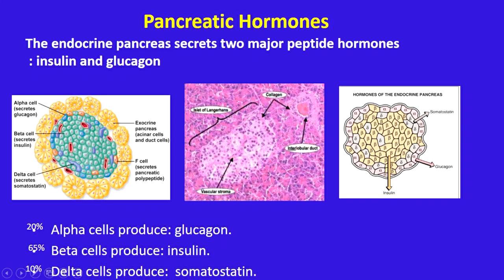Beta cells secrete insulin, alpha cells secrete glucagon, and the rest, the 10% of delta cells, produce somatostatin. I'm not sure if you still remember somatostatin. We discussed this in the hypothalamus section. That's one of the hormones secreted from the hypothalamus. Now we are discussing it in the pancreatic section because this hormone is also secreted from the delta cells in the pancreas.